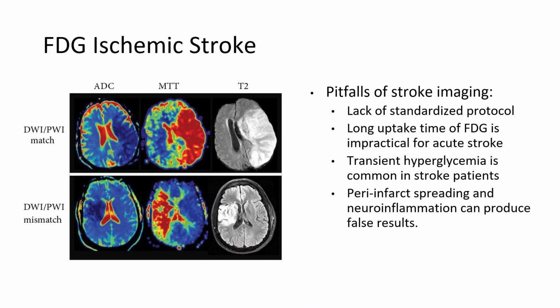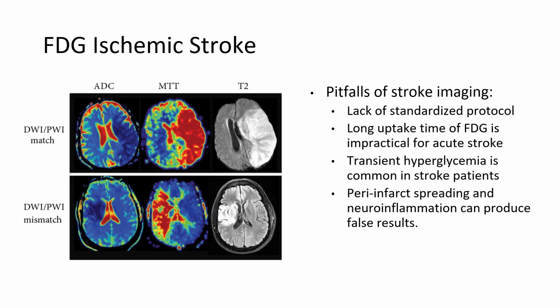There's also transient glucose metabolism changes after stroke. There's transient hyperglycemia, which means that an area will just be hyperperfused and then it won't for a while. That makes it really hard. You got to image them at the right time, and you don't know when the right time is. You're just guessing. So you might catch it, you might not. And then there's peri-infarct spreading of neuroinflammation. Peri-infarct just means around the infarction, around where those cells died, and those can produce false results as well.